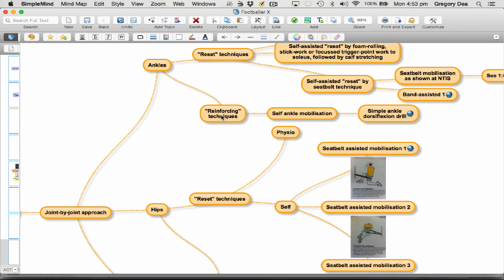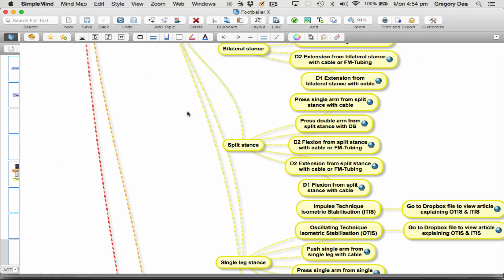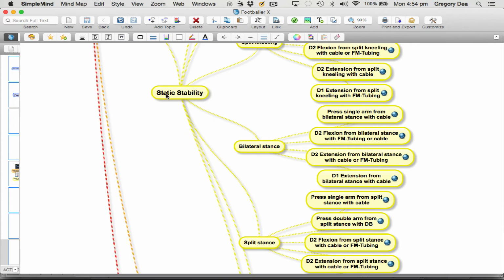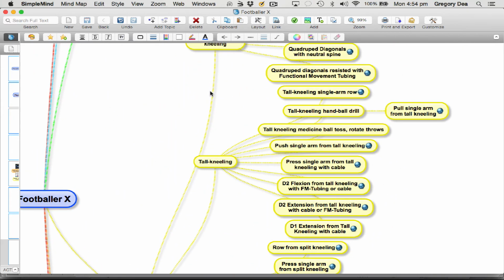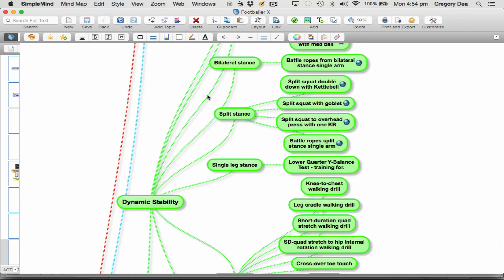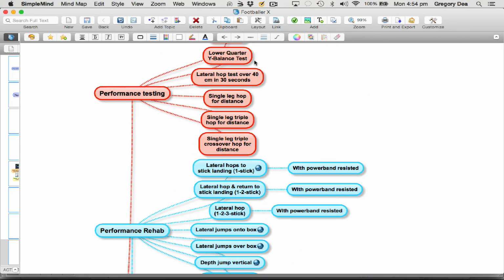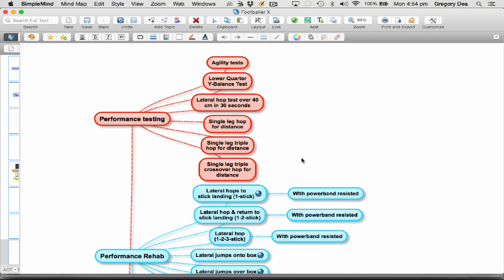I've also thrown in some reinforcing techniques, some exercises you do after you've done a reset, and a link to each one of those. So he now understands that the athlete needs to reset mobility before they introduce motor control or stability in a static position, before you introduce motor control in a dynamic fashion at single body weight, before you introduce dynamic control with load for time, for distance, for repetitions, in other words, performance, before you introduce testing to see whether you've got symmetry between the left and the right side.